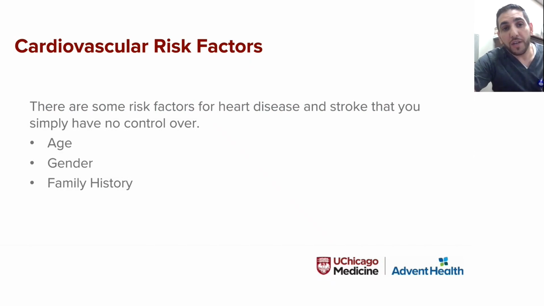In order to know about your cardiovascular risk factors, there are two types. One of them we call modifiable risk factors. The other one is non-modifiable. It means that for some risk factors for heart disease and stroke, you have no control over them: your age, your gender, and your family history. Those are the things that we cannot control.